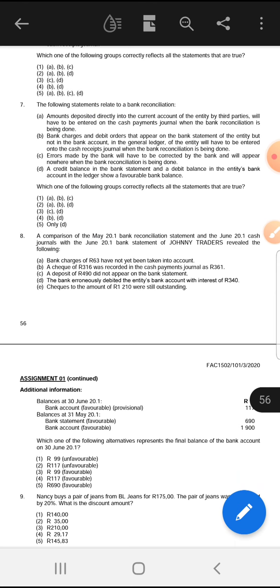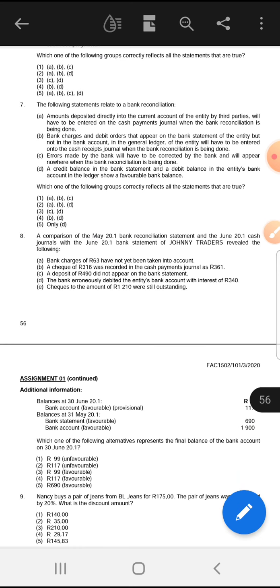Okay, let's check number C. Errors made by the bank will have to be recorded by the bank and will appear nowhere in the reconciliation. This is wrong. Errors that appear on the bank will have to be entered in the bank account, and will have to be fixed on the cash receipt or cash payment journal. So this is wrong. Our only option which is left is the credit balance in the bank statement and the debit balance in the entity's bank account.